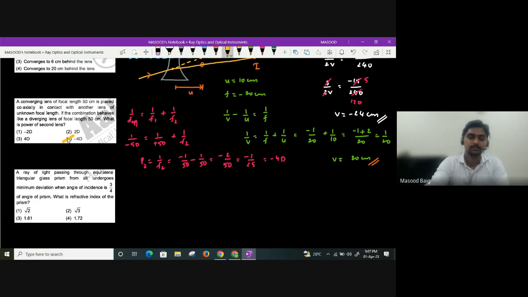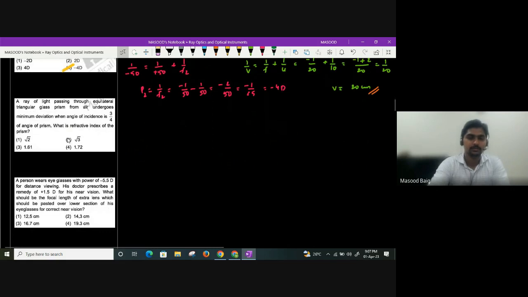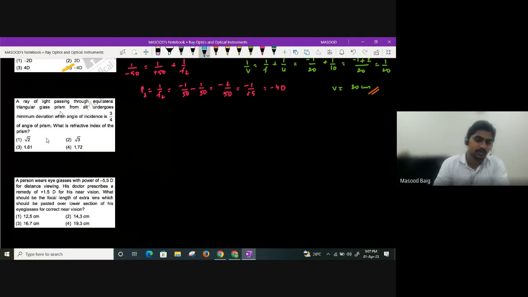Is that clear? Yes, sir. Next question, let us see, guys. A ray of light passing through an equilateral triangular prism from air undergoes minimum deviation when the angle of incidence is 3 by 4 times the angle of prism. What is the refractive index they're asking?